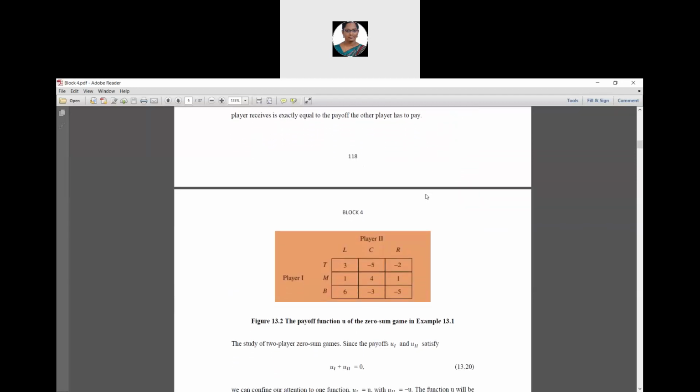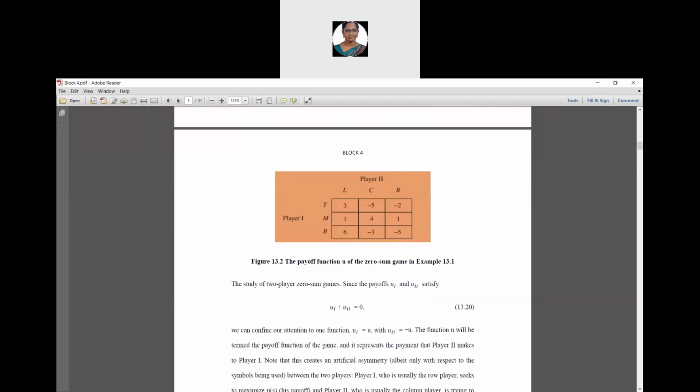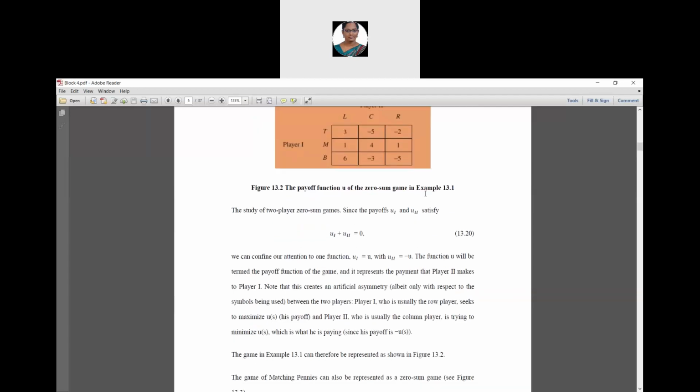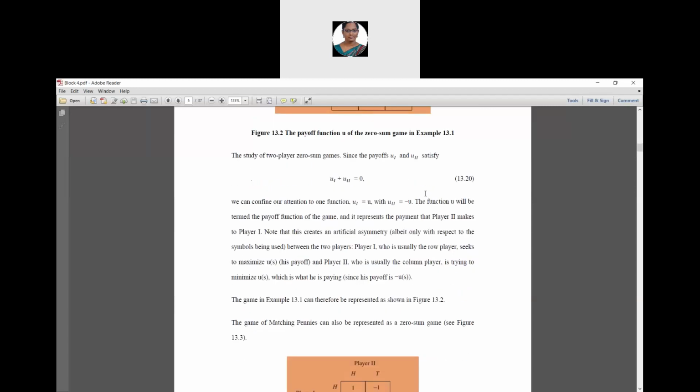See here, player 2 has L, C, R and player 1 has T, M, B. The payoff function u of the zero-sum game is given in figure 13.1, and this is the study of two-player zero-sum games. Since the payoffs u1 and u2 satisfy u1 plus u2 is equal to 0, we can verify our attention to one function, that u1 is equal to u and u2 is equal to minus u.